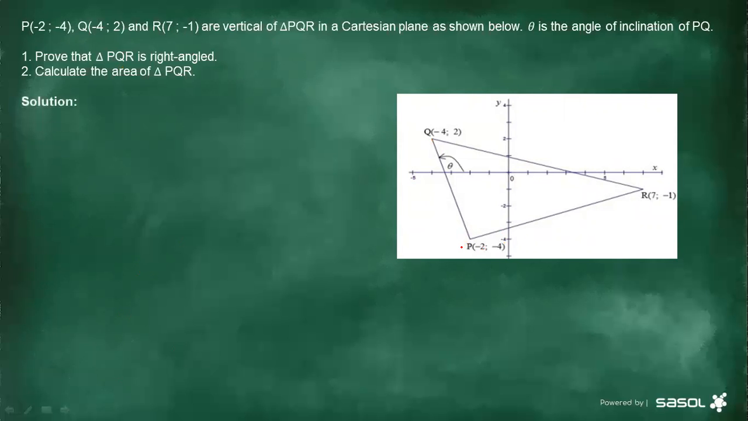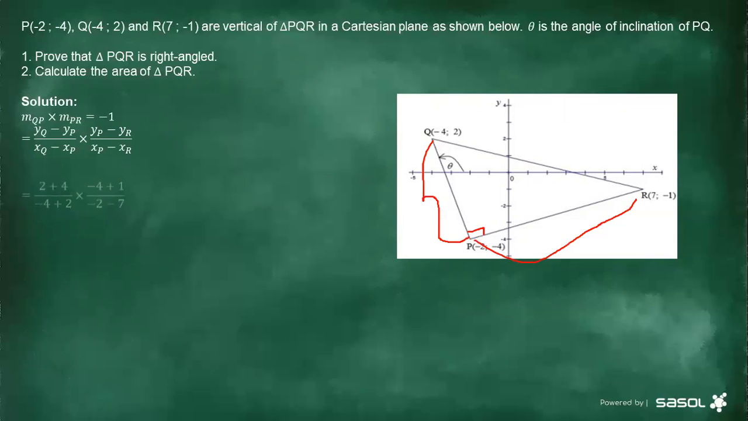Now let's see how we prove that a triangle is a right-angled triangle. We calculate the gradient of the line QP, and then multiply by the gradient of the line PR. If that product gives us -1, it shows that the line QP is perpendicular to the line PR. And we know if two lines are perpendicular to each other, where they meet they form 90 degrees, meaning this is a right-angled triangle. Now let's prove it. You substitute the values, press your calculator, and the answer that we have is -1. Therefore, triangle PQR is a right-angled triangle.